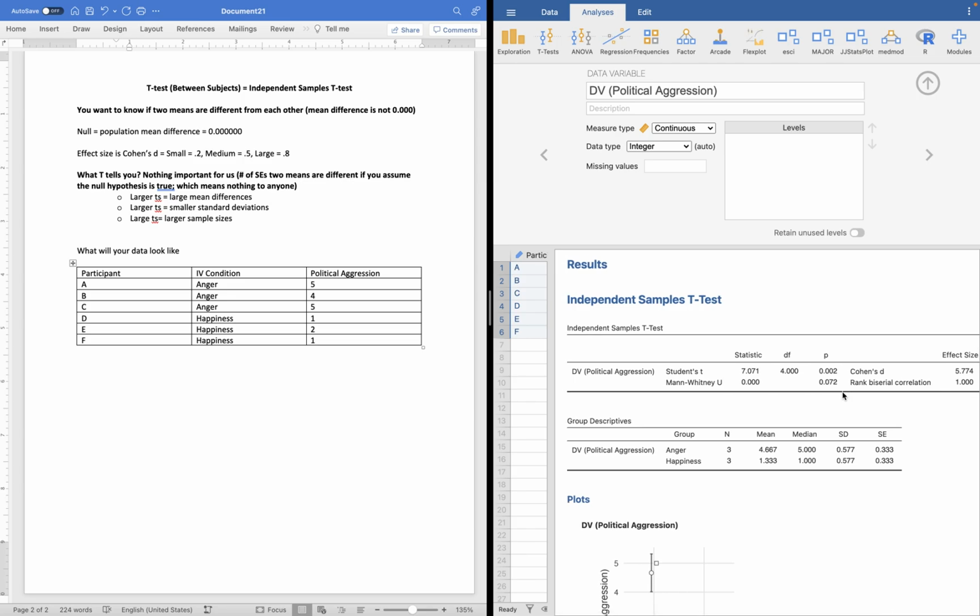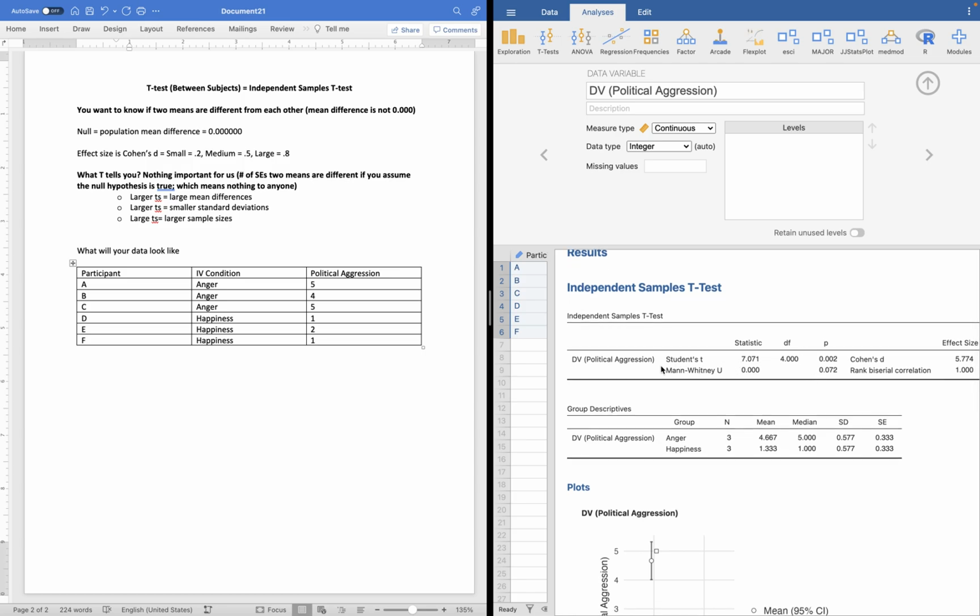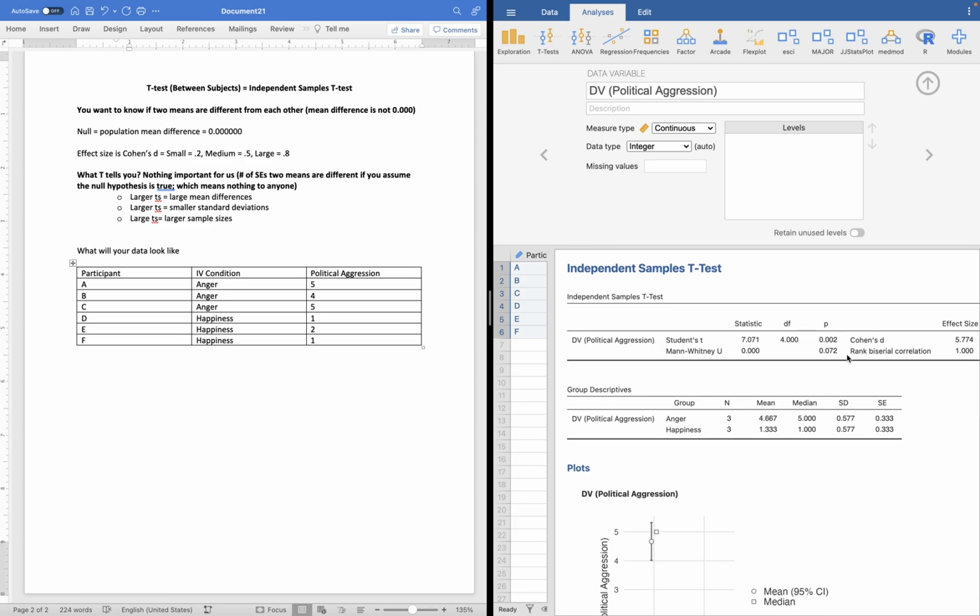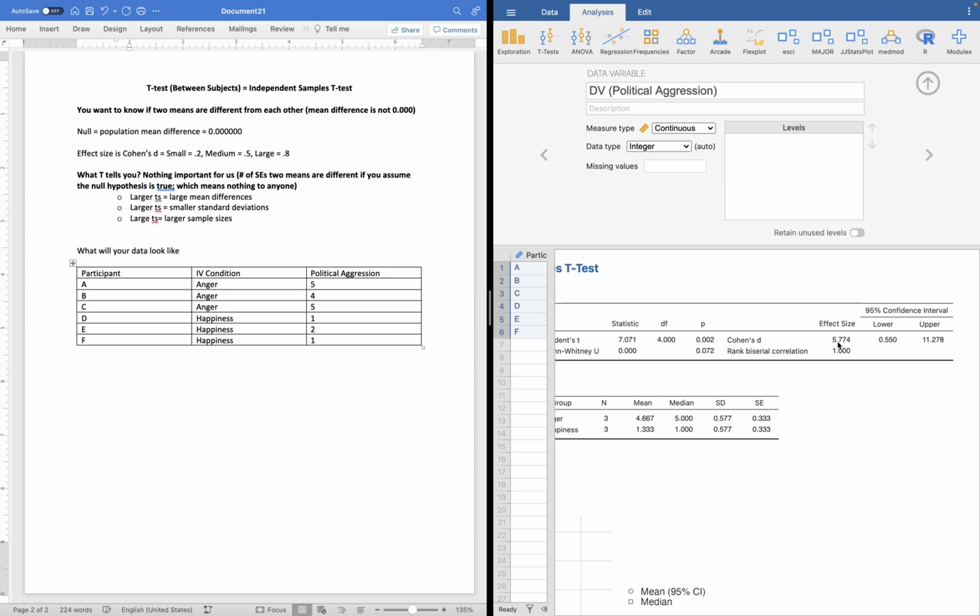So, if we look here, number 1, what are we looking for first? Our p-value. Our p-value is less than 0.05. That tells us on the normal Student's t that our population mean difference is not 0.00. So we've disproven the null. I'll go to the Cohen's d. We found a large effect. Our 95% CI suggests it could be between a medium and a large effect.